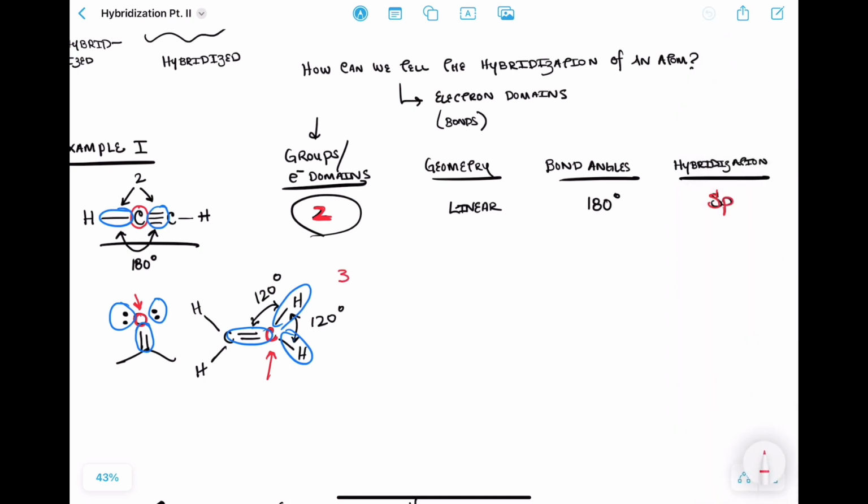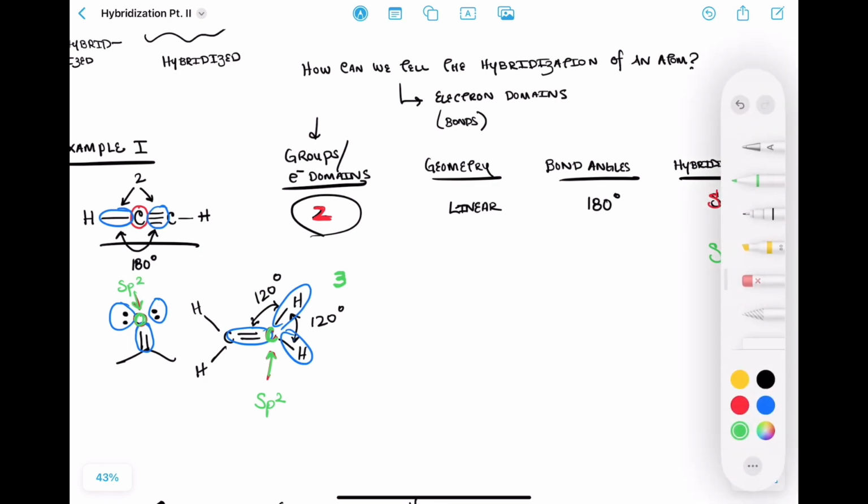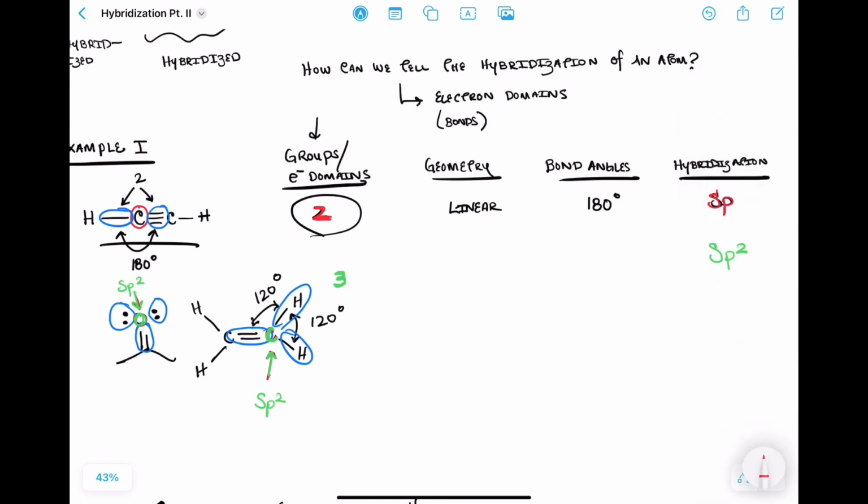So three domains. Let me choose a different color. And actually, I'll go ahead and color these also differently so we can stay consistent. So three domains is going to mean we have sp2. So the carbon in question here is sp2 hybridized. The oxygen in question here is sp2 hybridized, excuse me. And then if I go back to that carbon over here with the two domains, it's going to be sp hybridized.